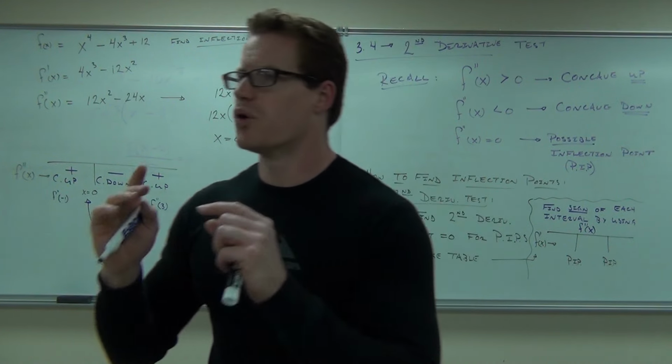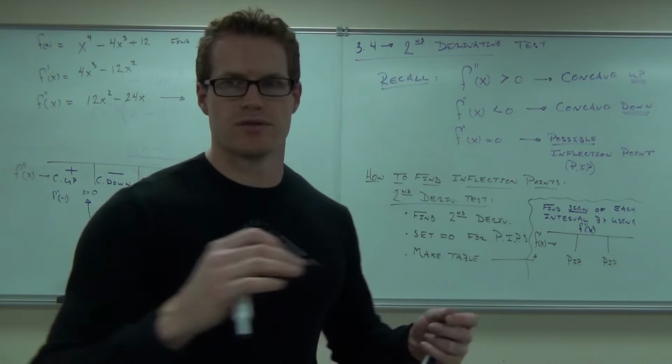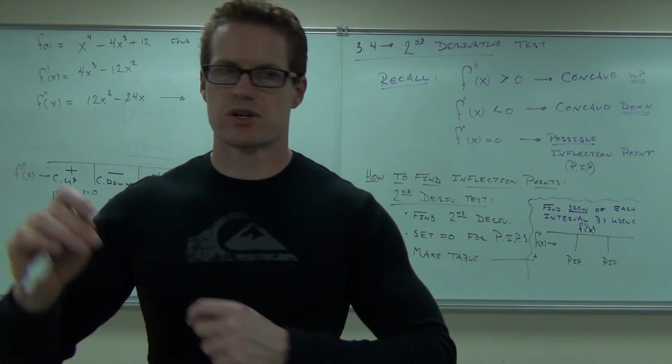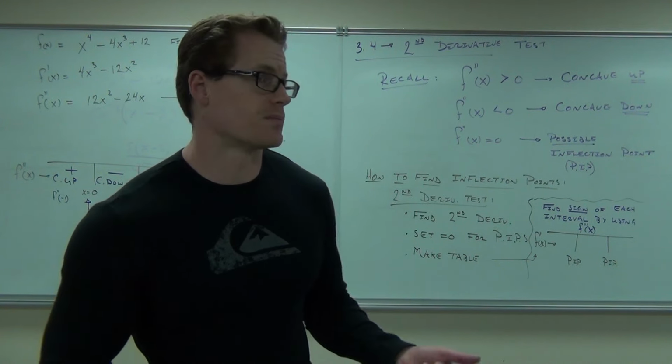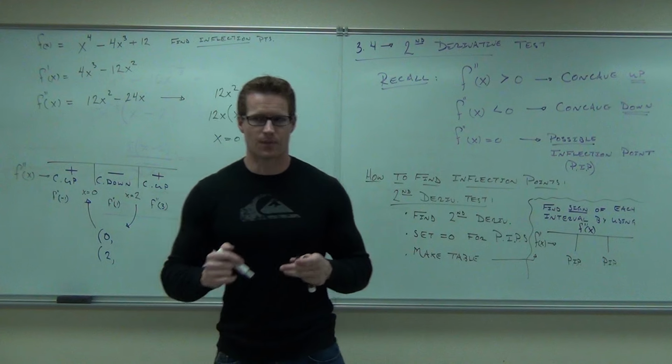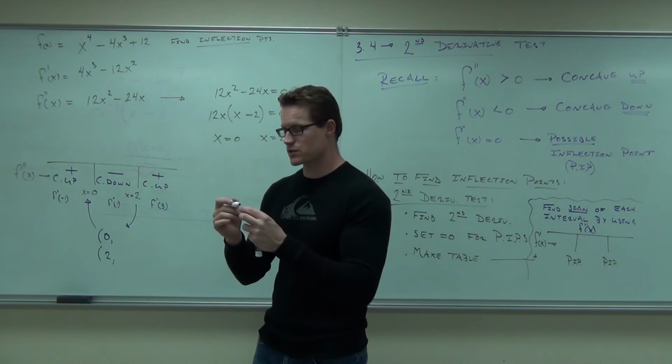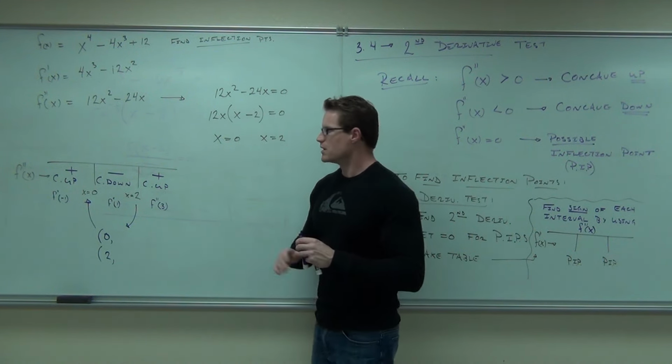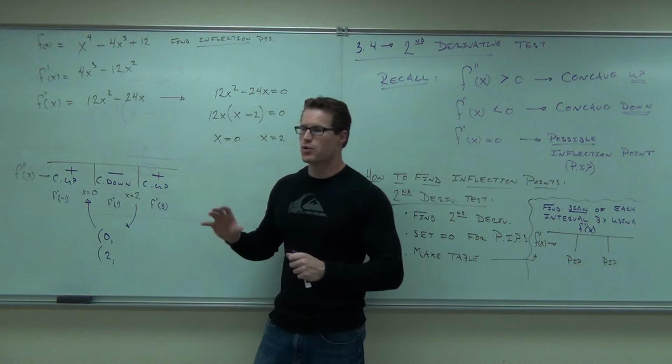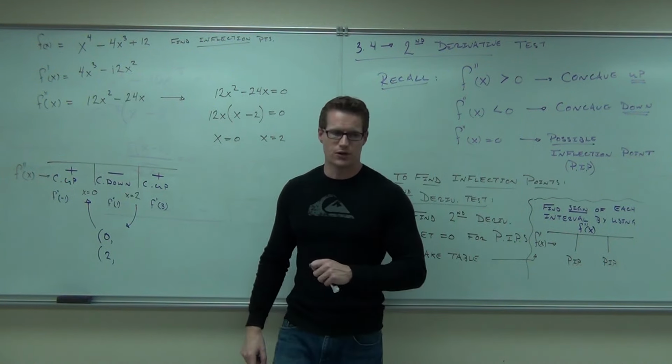How do you find points? Do you still use the second derivative? Do you use the first derivative or the original function? So plug that in and then find out what those numbers are. That's going to give you the inflection points themselves. So the second derivative tells you concavity, but to find the points, you're going back to your original function.